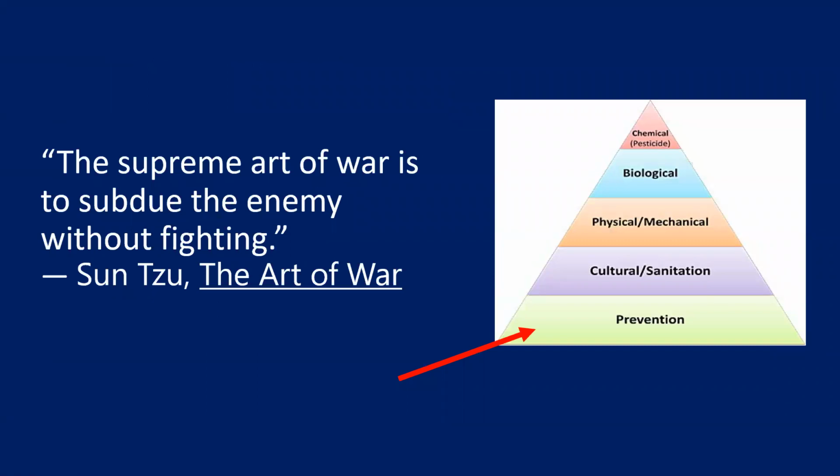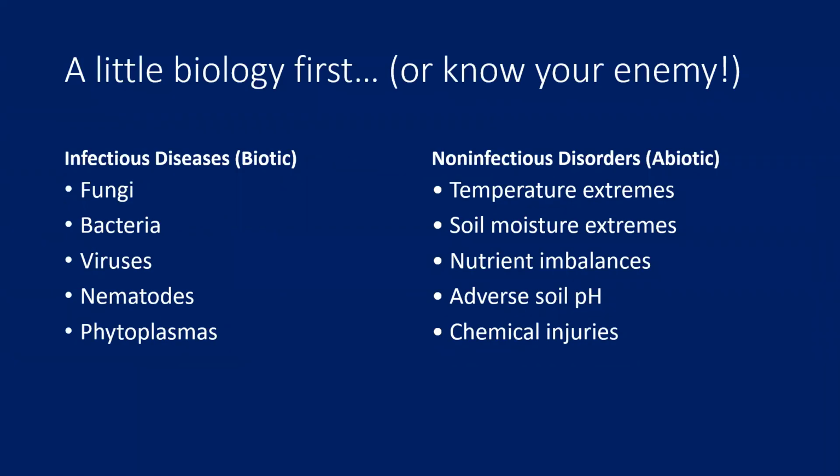In The Art of War, we learned that the supreme art of war is to subdue the enemy without fighting. And so the way I look at it, prevention is the first key in order to control garden problems: cultural sanitation, mechanical and physical means, and biological too. We're going to look at all those today. But first, a little biology.